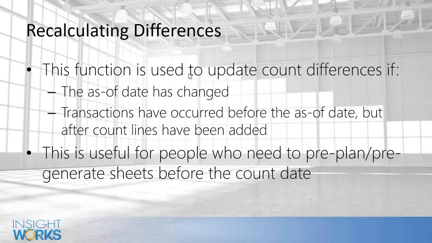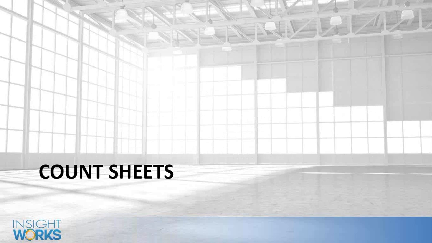All right. Now, recalculating differences, that's if you do use that as of date. So you'll see when I go into my samples here, we can pre-plan the inventory count sheets for the end of the month. And it'll bring in the current inventory levels when I plan that. So when I get down to the point where I actually want to do my count, I would run the recalculate differences command, and that'll bring in the current inventory based on the current date or the as of date, so that I can do my discrepancy reporting. Okay. All right, so let's talk about count sheets a little bit.